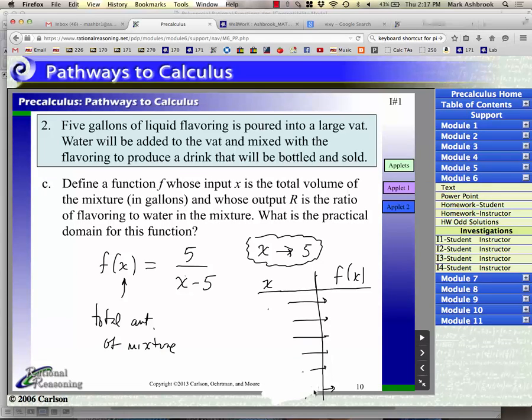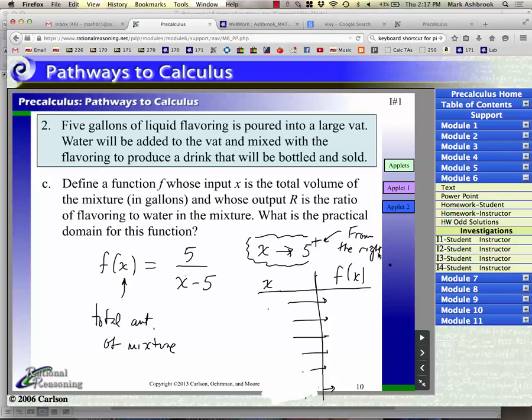So what do we gotta do? We gotta approach 5. So here's what we do. We add a little plus there. And that means approach 5 from the right, not from the left like your teacher.